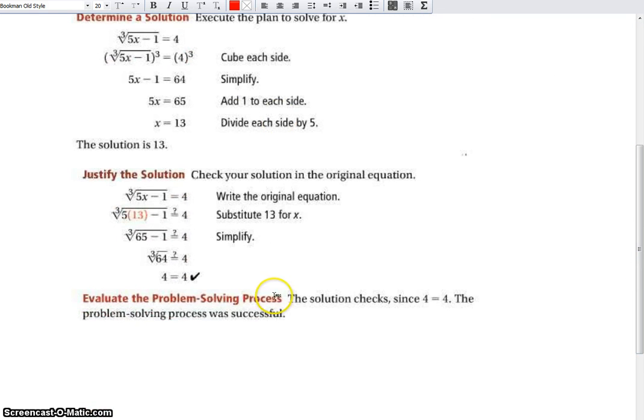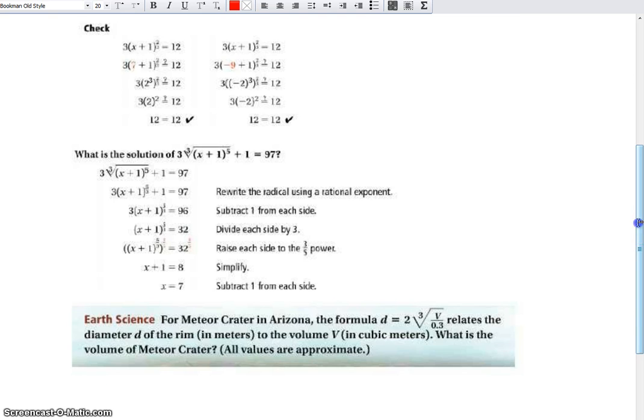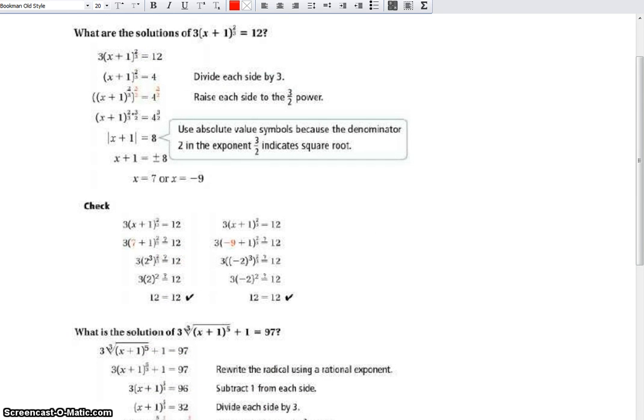These are a couple of examples that show step by step what to do, and then it tells you to justify your solution, which means put it back in and see if it actually works. So going to the second page of your notes, some more examples.